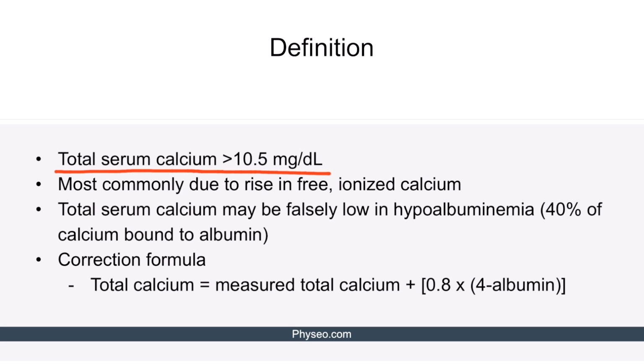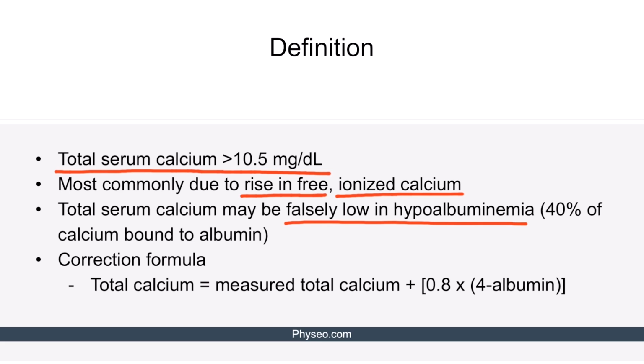Hypercalcemia is most commonly due to a rise in free ionized calcium. It's worth mentioning that even if the patient has normal or high calcium, the total serum calcium may be falsely low in patients with hypoalbuminemia. This is because approximately 40% of calcium is bound to albumin.